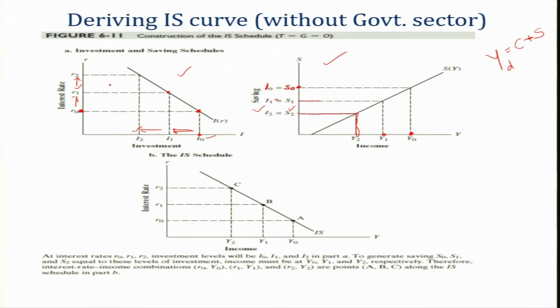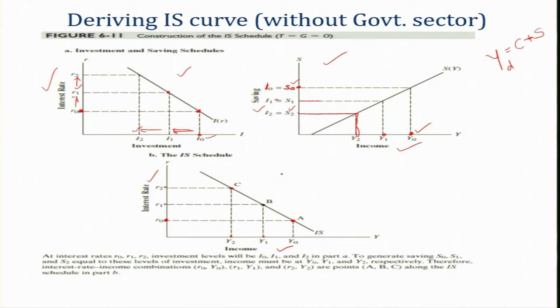Now transforming all these variables: when the rate of interest is R0, we know that investment is I0, the corresponding saving is S0, and the corresponding level of income is Y0. Transforming this into another diagram, making a relationship between interest rate on the y-axis and income on the x-axis, you know that R0 level of rate of interest requires Y0 level of income, similarly R1 rate of interest requires only Y1 level of income, and R2 rate of interest requires Y2 level of income. Linking these, you can see that we can derive an inverse relationship between rate of interest and income.